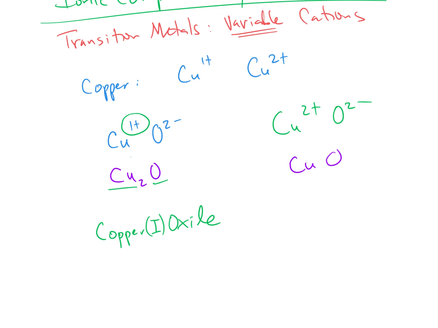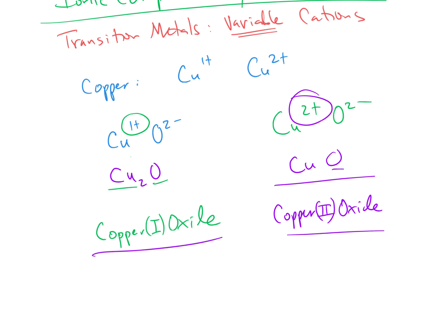Who needs me to go over Roman numerals? Nobody? Okay. So what is this one called? It's not called copper dioxide. Good guess, though. It's called copper, still an ionic compound, oxide. What's the charge? 2, so it's Roman numeral 2. Copper(II) oxide. That's how we call it. Copper(I) oxide, copper(II) oxide.